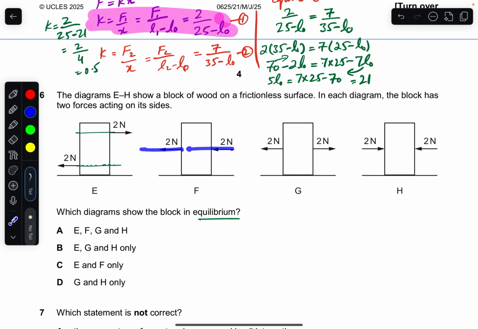They both are in the same direction, so this is also not in equilibrium. This one has the same line of action and they're in opposite directions, so this is in equilibrium, and this is also, they are cancelling each other and their line of action is also the same, so this is also in equilibrium. So it's G and H, it's option D.